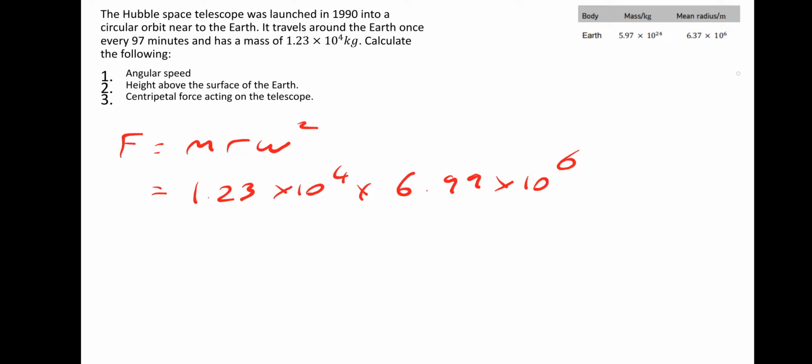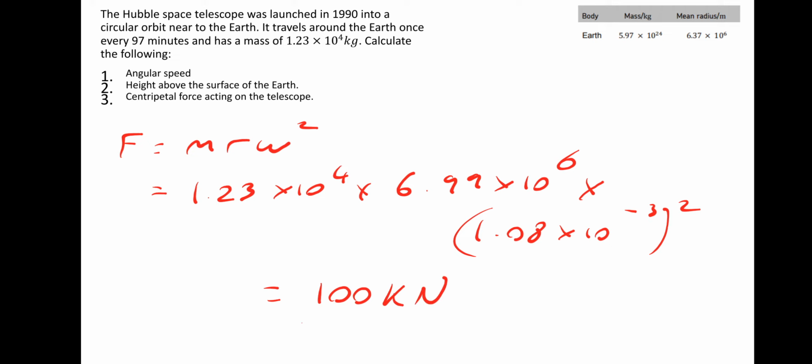So part 3, centripetal force, is simply F equals m r omega squared. So the mass is 1.23 times 10 to the 4 kilos, multiplied by the orbital radius, which is 6.99 times 10 to the power of 6, then multiplied by omega squared. So that would be 1.08 times 10 to the minus 3 squared. And that would give a force of 100 kilonewtons.